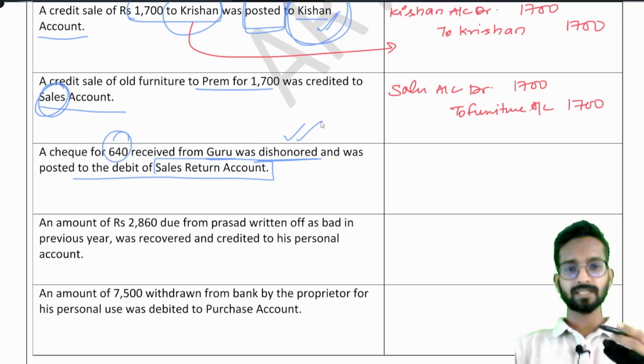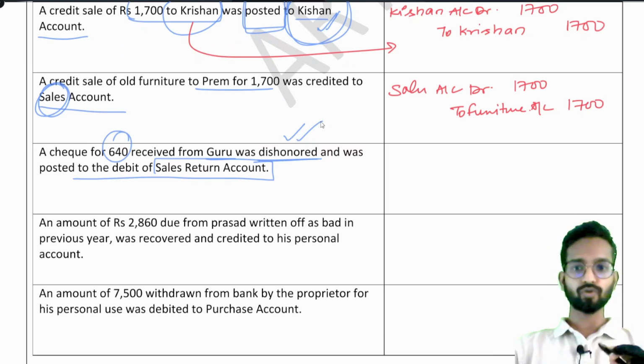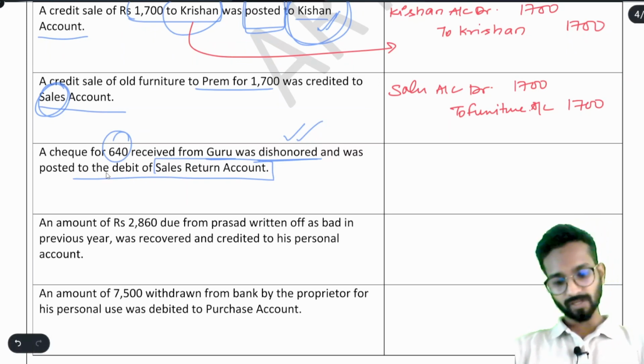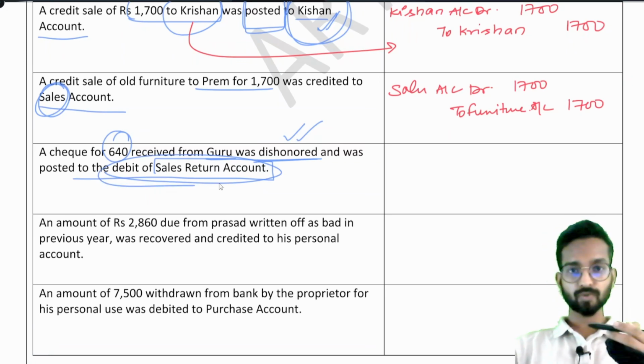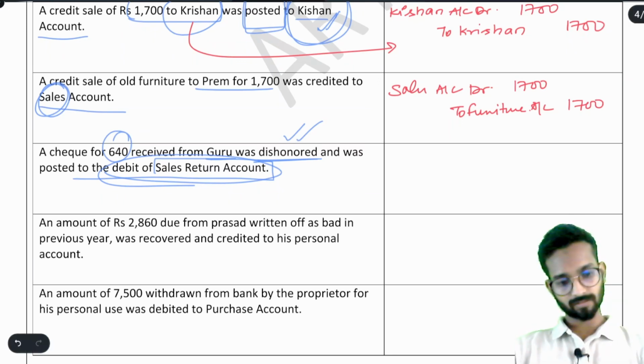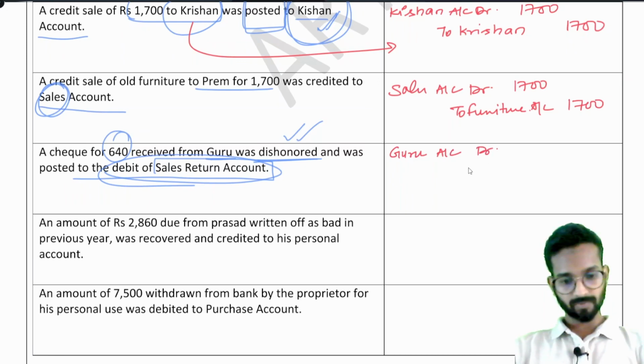Understand like this. The check he gave me, that is of no use. So my bank balance, what I have increased already, now I have to decrease and I have to take money from Guru. So Guru to bank 640 should have been my entry. But it was posted to the debit of sales return account. I was supposed to write Guru to bank 640. I have written sales return to bank 640. So the correct entry will be Guru to sales return. Guru account debit to sales return 640.